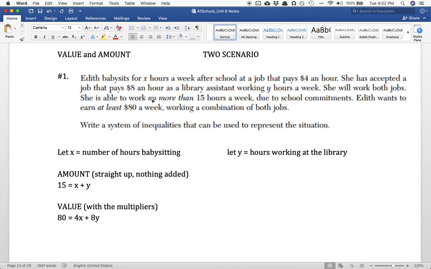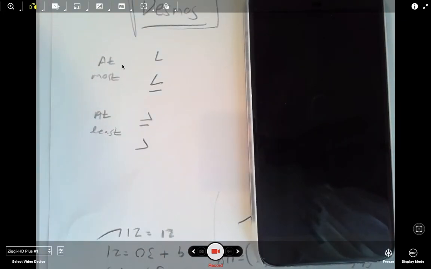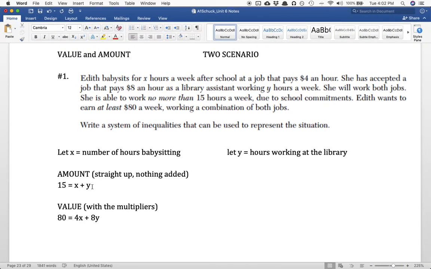She's able to work no more than 15 hours a week. And she wants to earn at least 80 hours a week. Now, there's one thing over here: to follow our at most, at least symbols, that really needs my variables to be on the left and my total to be on the right. I wrote these with the total on the right. So it's okay, I'm just gonna flip-flop everything.